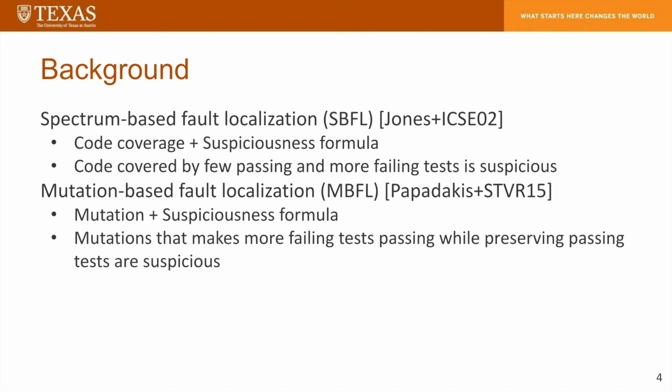The mutation-based fault localization technique computes a suspiciousness score based on the mutations and a suspiciousness formula. After each mutation, the technique will run all the tests against that mutation, and mutations that make more failing tests pass while preserving the passing test results are more suspicious.